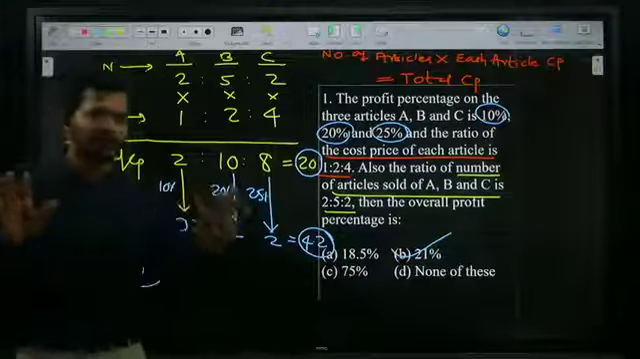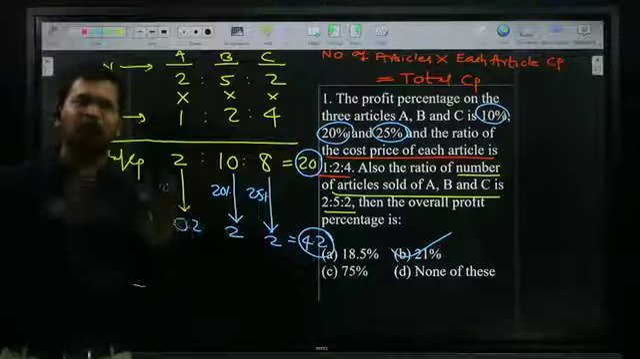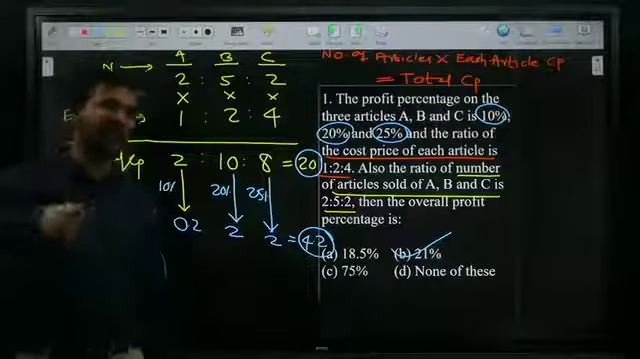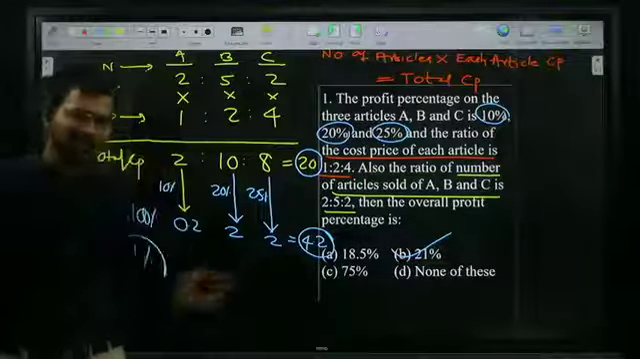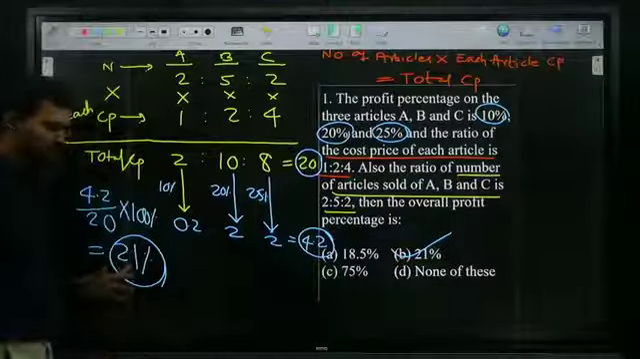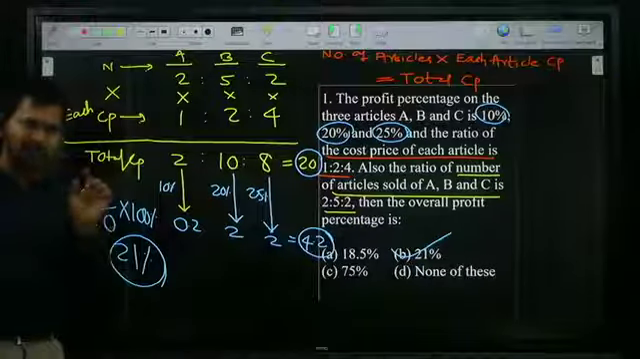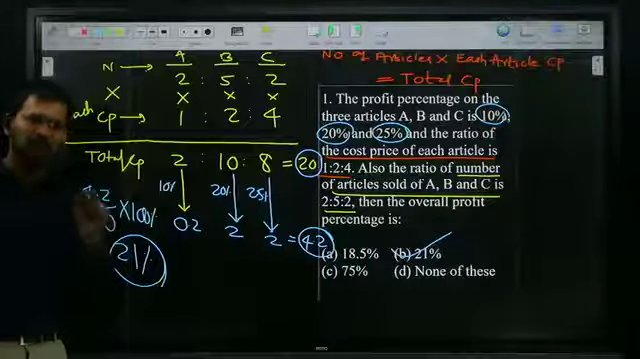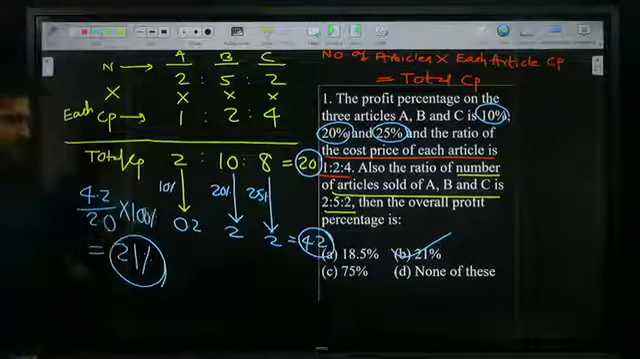Here they gave individual profit percentages, and they are asking for the overall profit percentage. On the whole, on the 3 articles, he is getting 21% profit. All of you understood? One thing is very clear: number of articles into each article's cost price is nothing but the total cost price of the particular article. Just make a note.